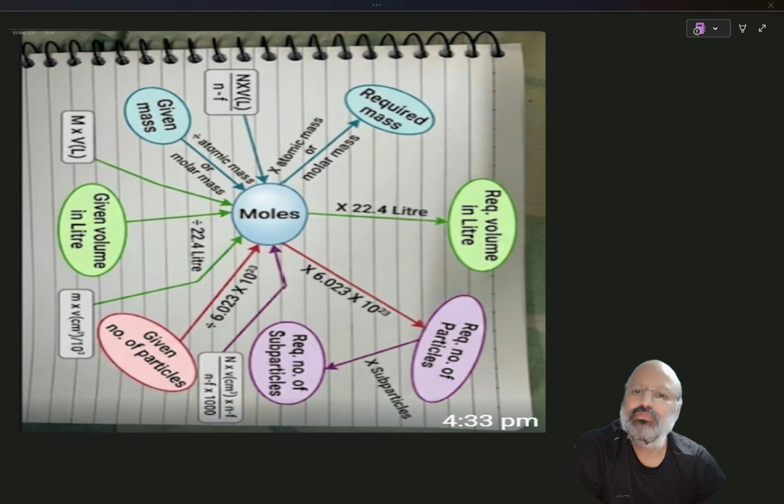Flowchart basically tells you how to reach to moles from various data given in the question. You can see these arrows all are going towards moles. These are the means to reach to the moles from the given question. And after reaching to moles, your job is to get the required values such as required mass, required volume, required number of particles, subparticles, etc. So we'll keep this chart by your side and we'll take questions one by one, and I'll show you how to solve those numericals from this chart. Okay. So, let's take one example.